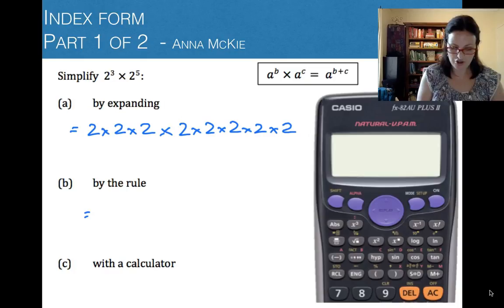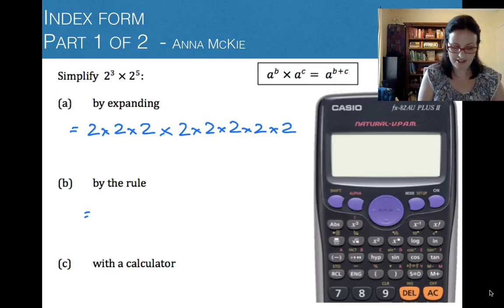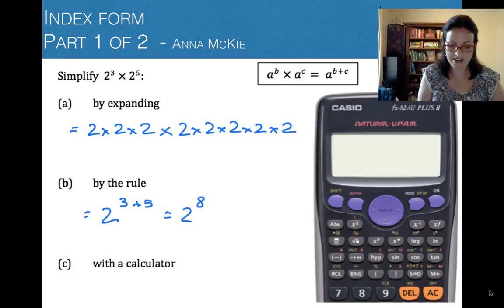We have permission to write out the base and then have the powers added together. 2 to the power of 3 plus 5. And thinking about that, 3 plus 5 gives us 8. So that's using the rule. Now let's check that with our calculator.